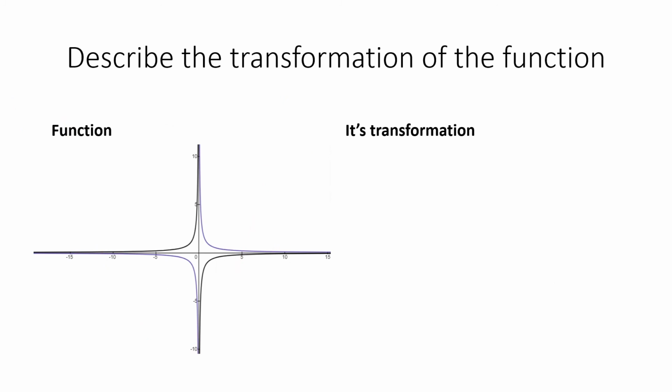What about this one? So the purple is the original. The black is the transformation. I know that's hard to see, but you could pretty much just say it flipped. And it did. It just flipped. And of course it flipped on the y-axis. So there you go.